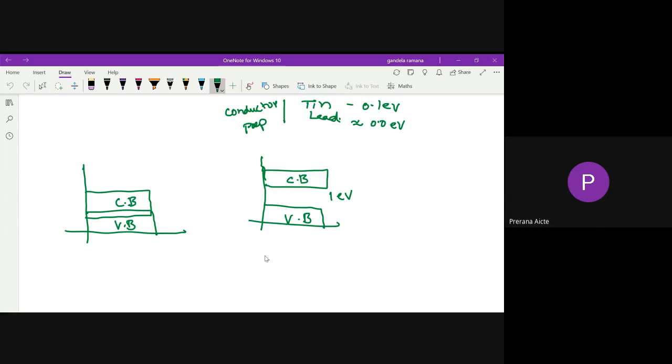What about insulators? In insulators, the energy band diagram is like this: this is the conduction band, this is the valency band, with a gap of 6 electron volts. Because of the 6 electron volts, the electrons in the valency band are tightly coupled to the nucleus, hence a large external energy is required to become a free electron. So that is 6 electron volts.